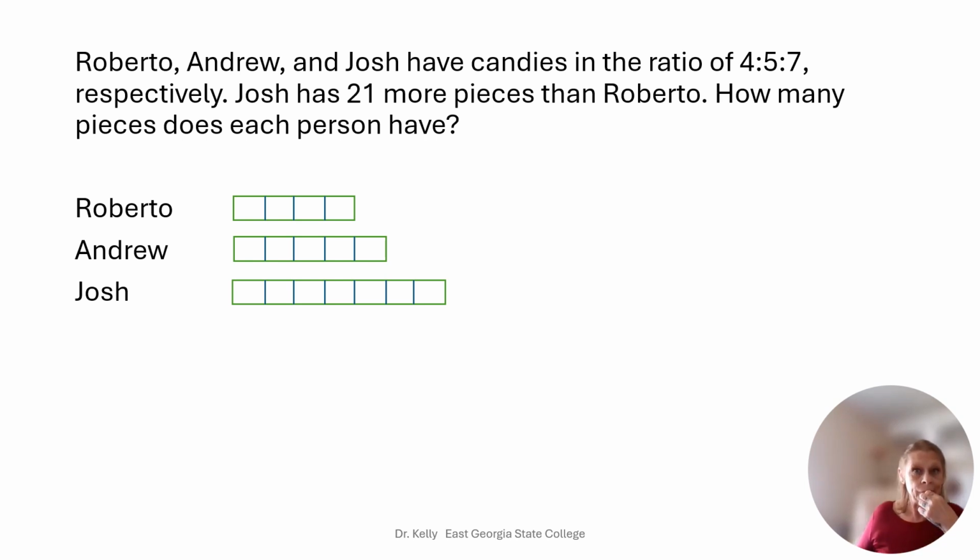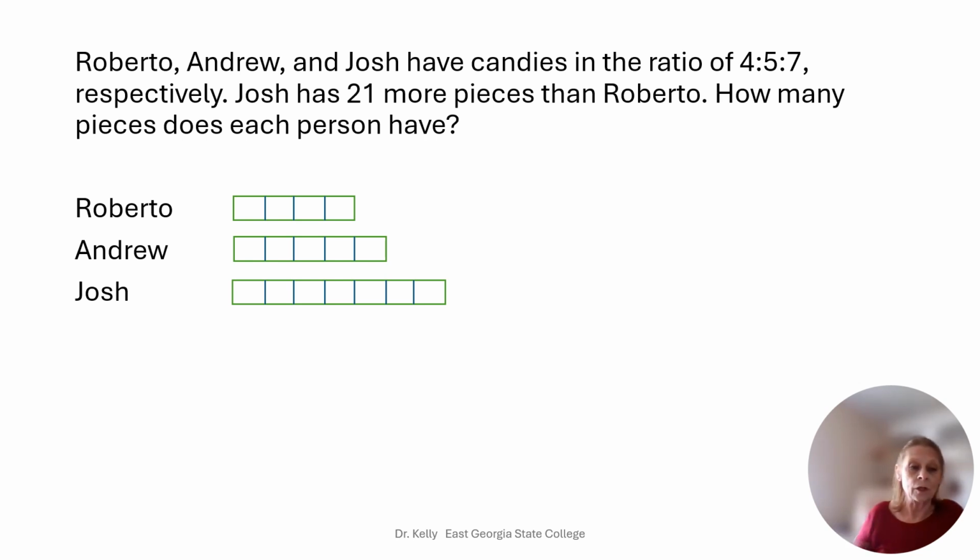Another example here that's completely different, but still using the bar model. Roberto, Andrew, and Josh all have candy. And the candy that they have is in the ratio of 4, 5, and 7 respectively. Meaning Roberto's got a quantity of 4. If they only had 1 piece, Roberto would have 4, Andrew would have 5, and Josh would have 7. Okay, but those can all be ramped up to whatever degree it is. Josh has 21 more pieces than Roberto. How many pieces does each person have?